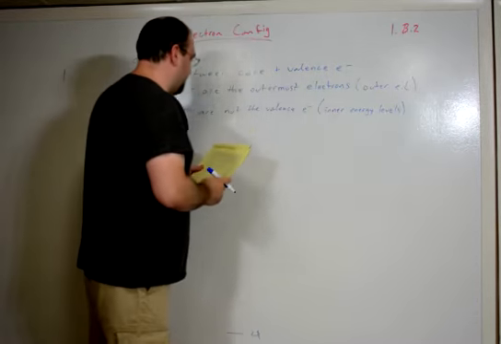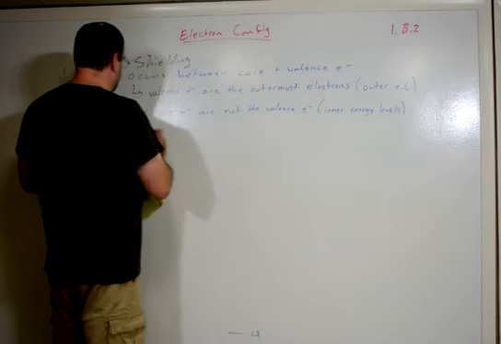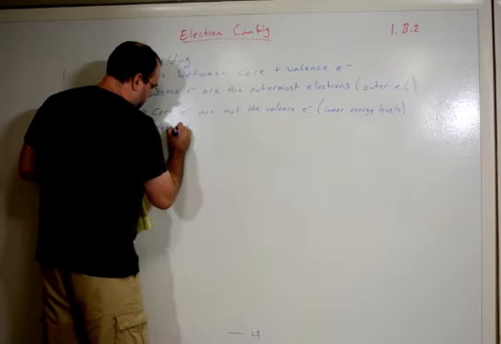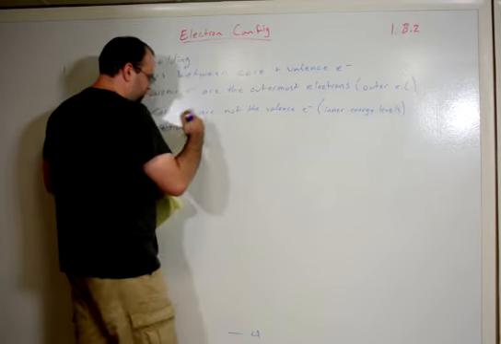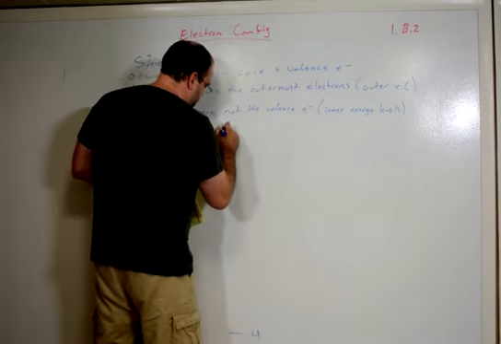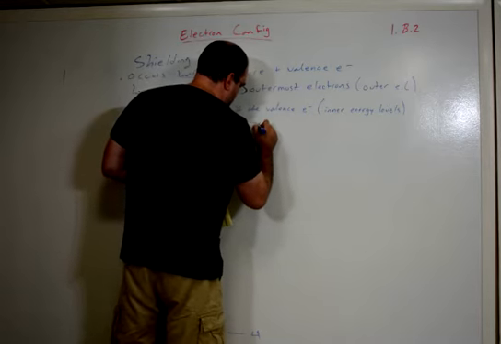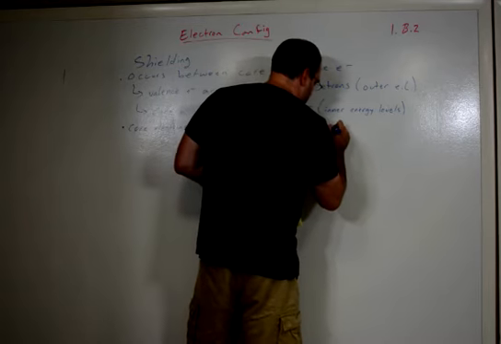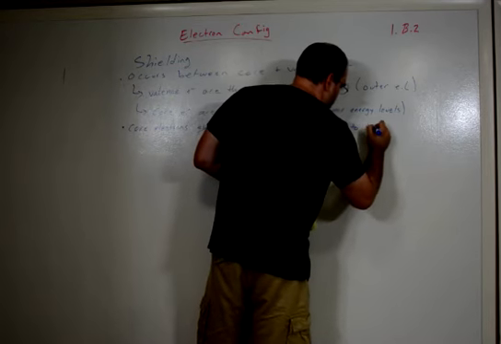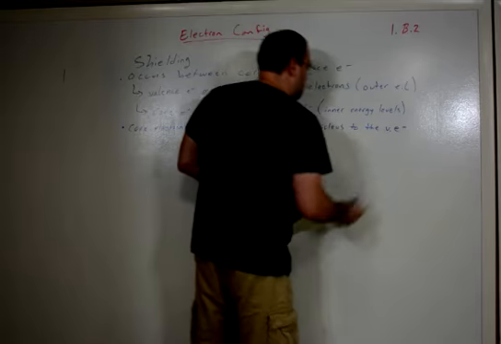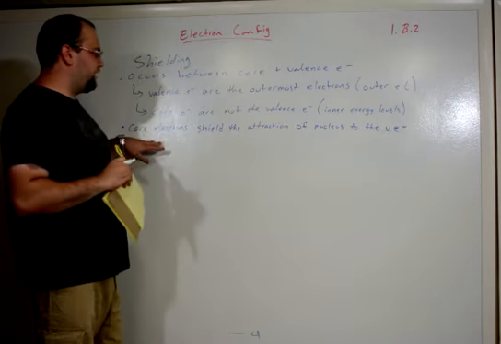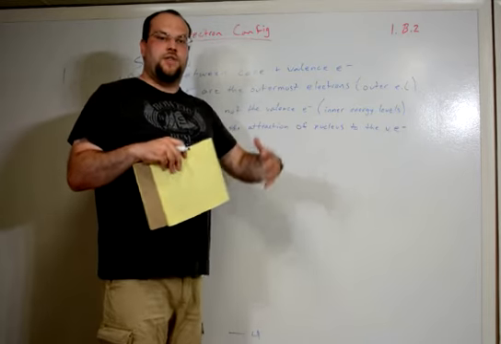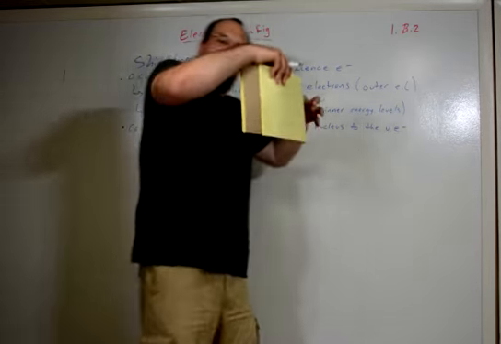What ends up happening is that shielding occurs when the core electrons shield the attraction of the nucleus to the valence electrons. Shielding is when the core electrons shield the attractive force between the nucleus and the valence electrons. They act as a shield between the nucleus and those valence electrons.